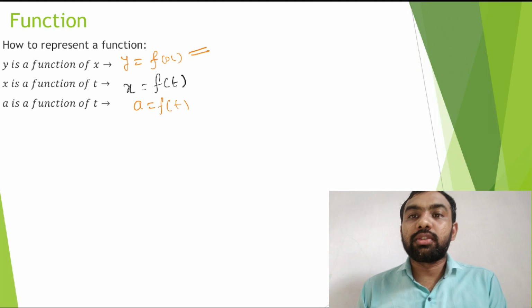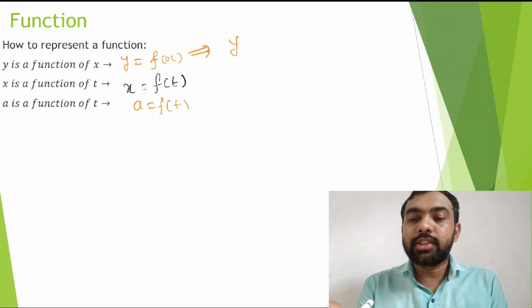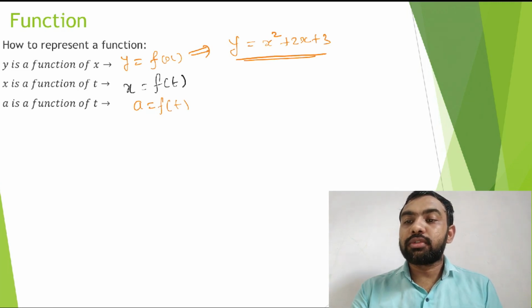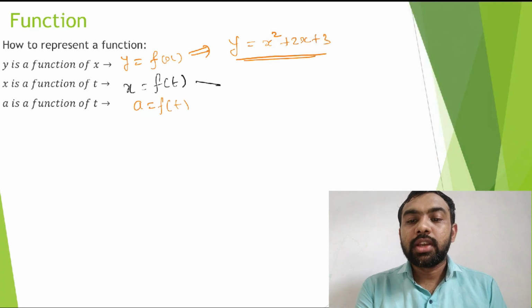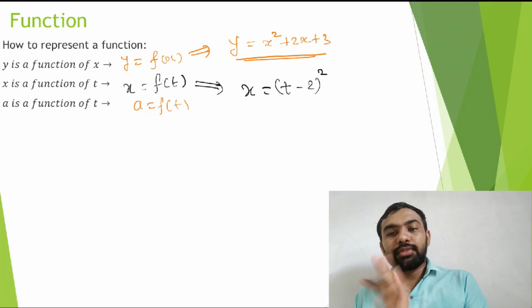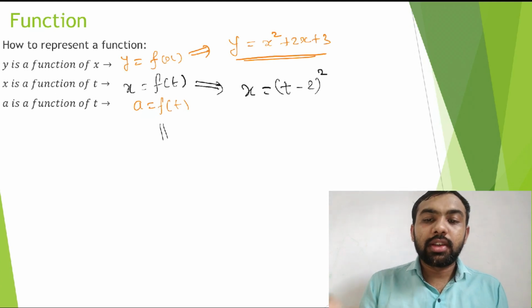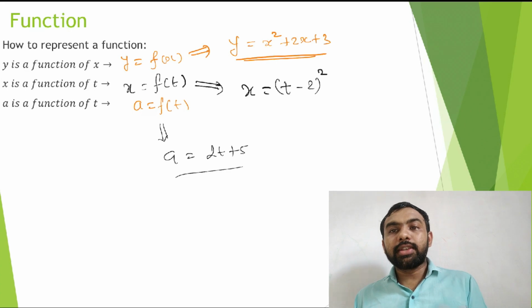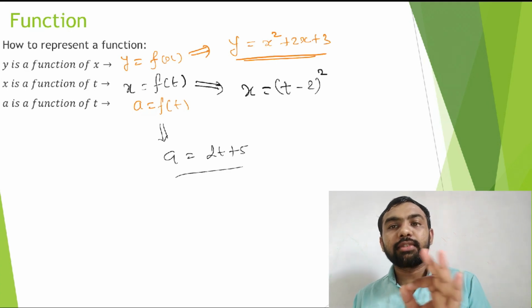What is the meaning of y is a function of x? So you just write like this: y is equal to x square plus 2x plus 3. So y का equation आपने किस में लिखा, किसके टर्म में लिखा, x के टर्म में. So we call it y is a function of x. What is the meaning of x is a function of t? You just write x is equal to (t minus 2) whole square. See, so x is in terms of t. So x is a function of t. Similarly, consider this one: a is a function of t. It means you write a is equal to, suppose, 2t plus 5. Then a is in terms of t. Then we call it a is a function of t.